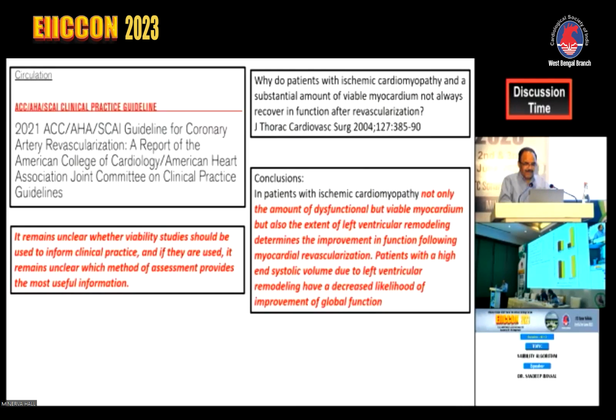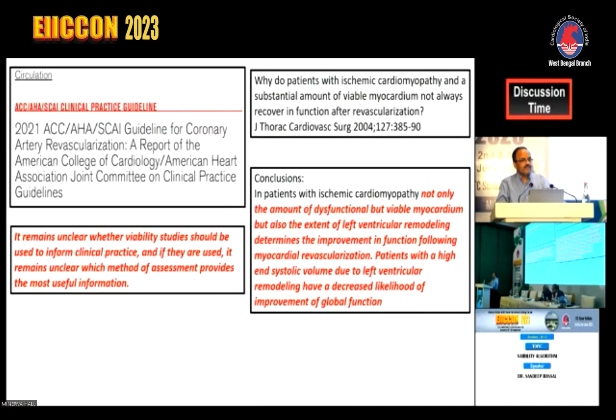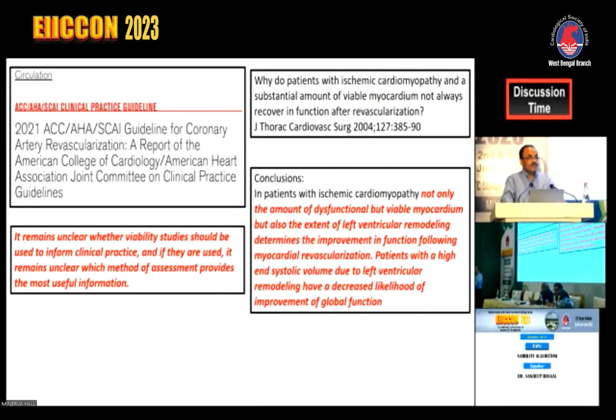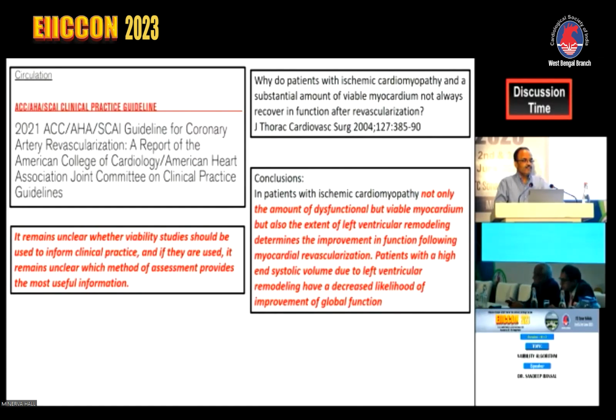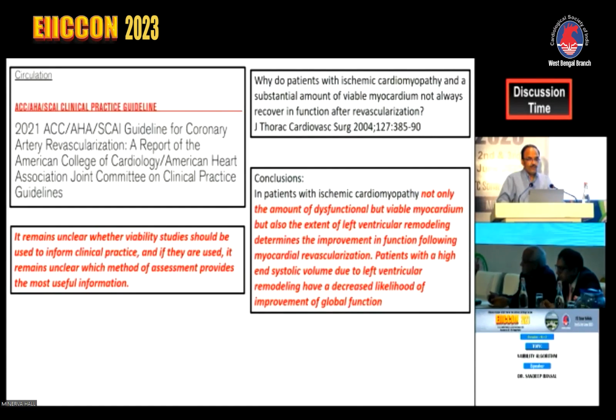So I'll just be a very few minutes. So the 2021 AHA-ACC guidelines for coronary artery revascularization state it remains unclear whether viability studies should be used to inform clinical practice. And if they are used, it remains unclear which should be used.